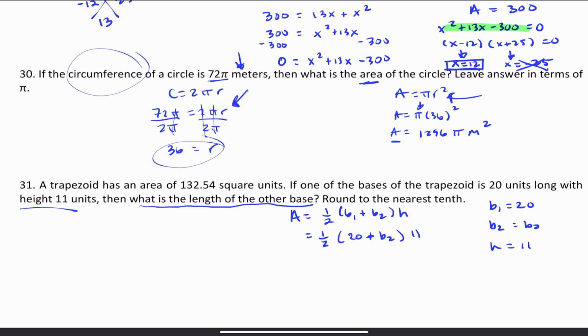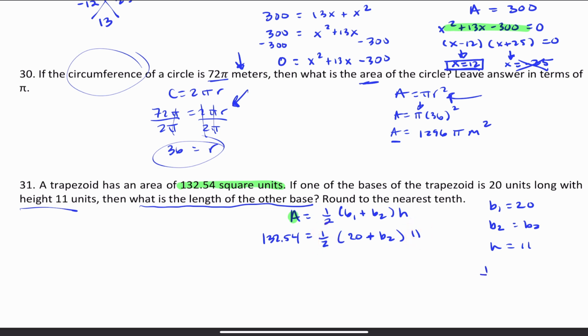And don't forget, the area is 132.54 square units. So I can go ahead and replace that. So here we go. This is 1/2 times this times this. I'm not going to distribute. I'm actually going to multiply the 1/2 times 11.